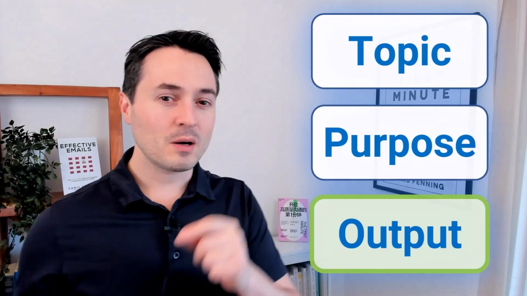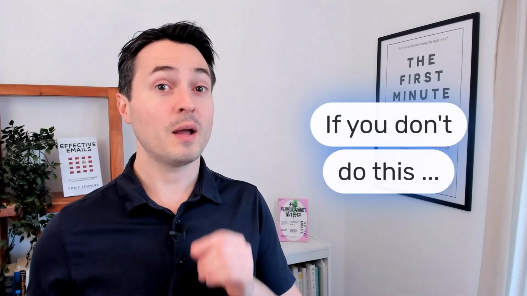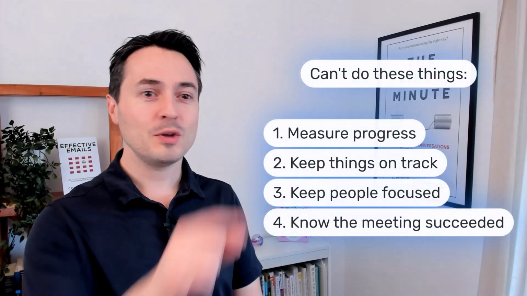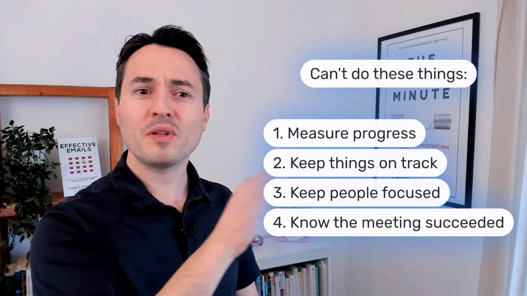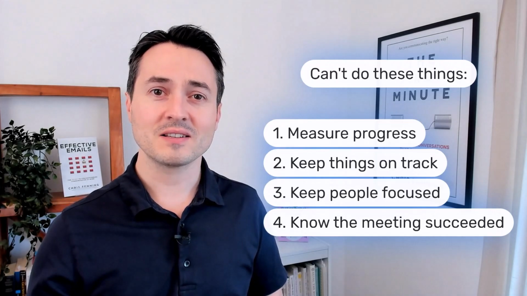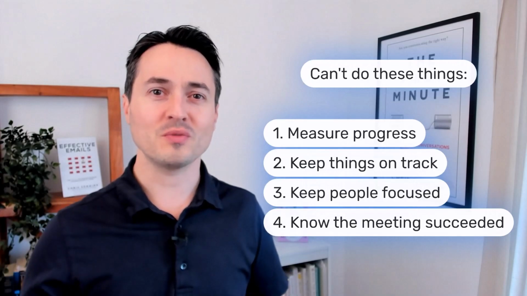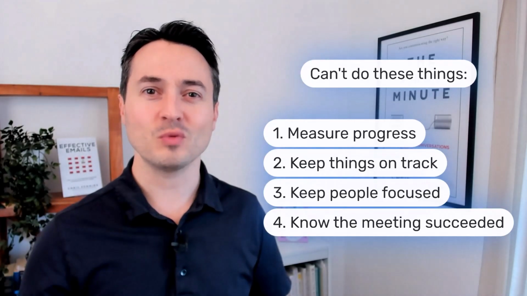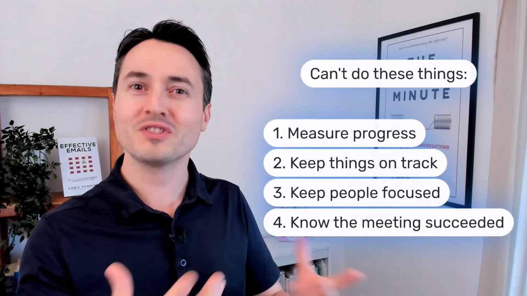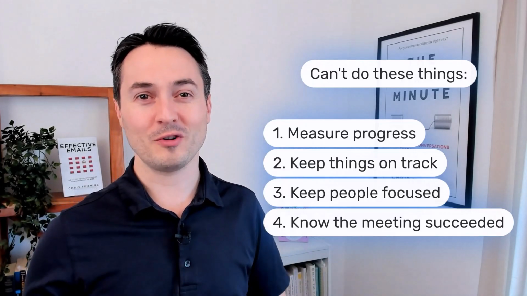Now, if you don't define topic, purpose, and output before you start your meeting, you can't do the following things. You can't measure progress. You can't keep things on track or keep people focused, and you can't know that the meeting has been a success. Now, what I mean by this is, if you don't know what the specific output you're going to produce is, how can you measure progress towards it? Without an output, you have no idea whether you are making progress towards something. Similarly, you can't keep things on track if you don't know where you're going.